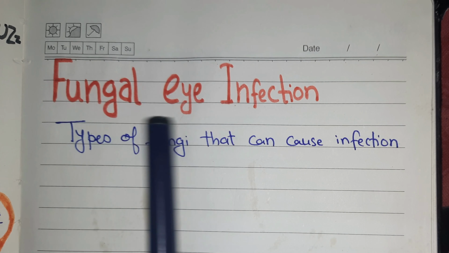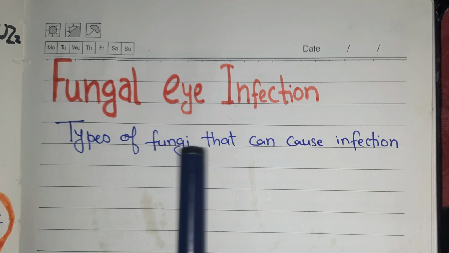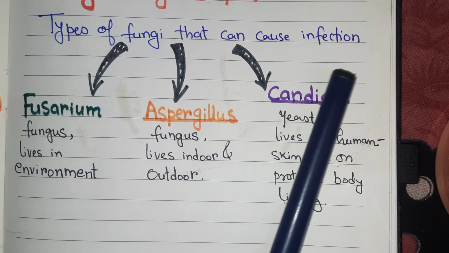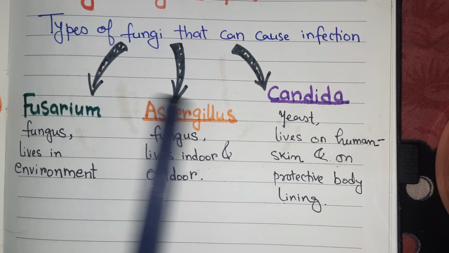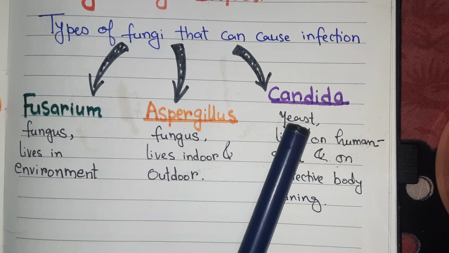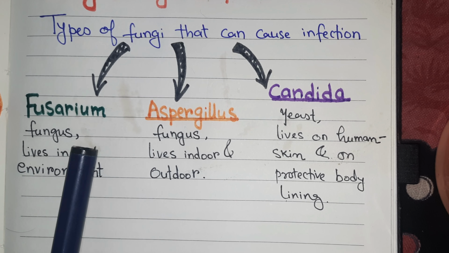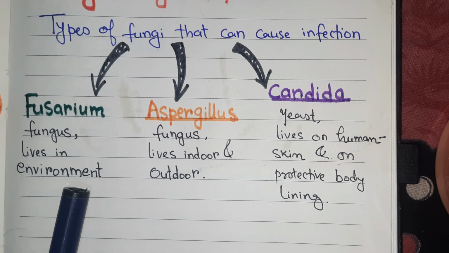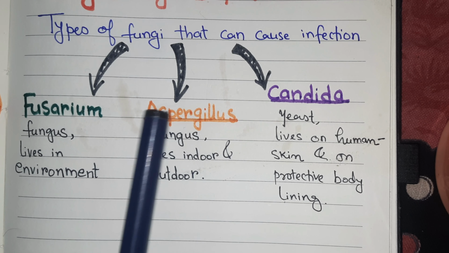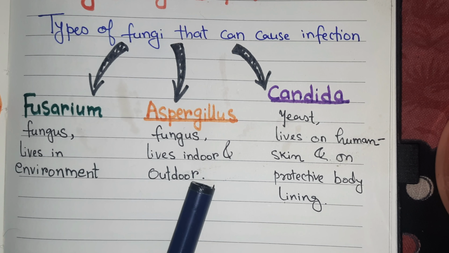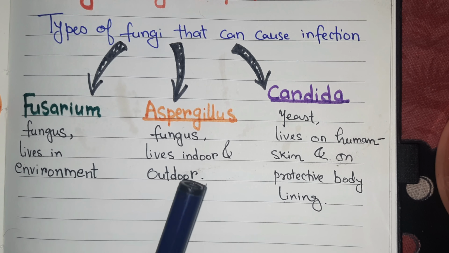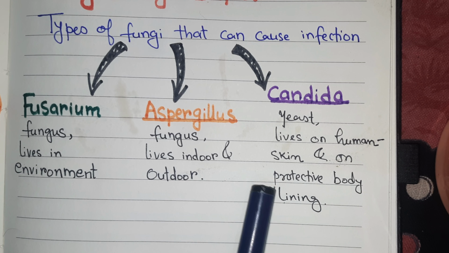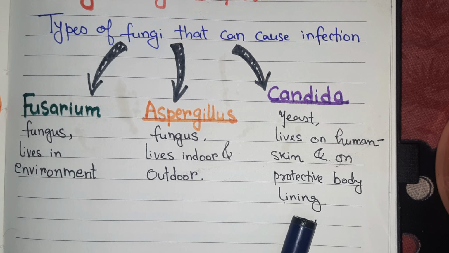Next topic is fungal eye infection. The types of fungi that can cause infections are Fusarium, Aspergillus, and Candida. Fusarium is a fungus that lives in the environment, especially in soil and plants. Aspergillus is a fungus that lives indoors and outdoors in the environment. Candida is a yeast which lives on human skin and on the protective lining inside the body called the mucous membrane.